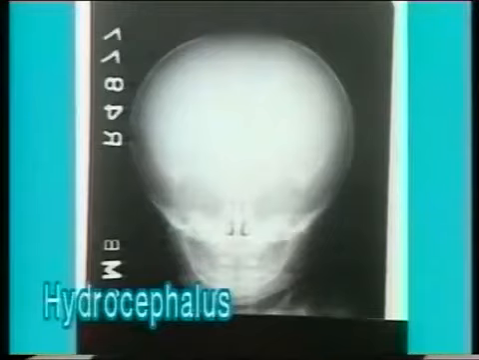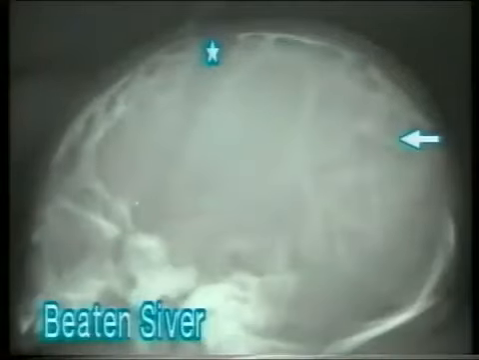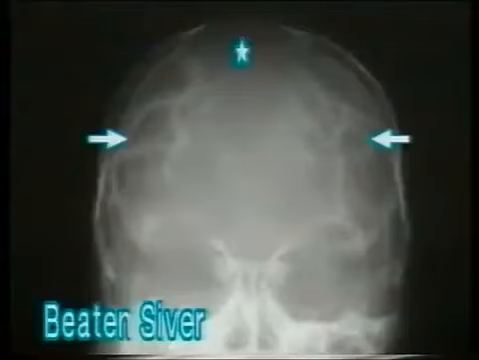But in older children, where sutures are fused, the skull cannot expand in size. Then there is a characteristic beaten silver appearance. This beaten silver appearance is suggestive of a long-standing raised intracranial tension. This is another X-ray showing a beaten silver appearance shown by the arrow and a wide suture line shown by the star. Note the thin skull with beaten silver appearance and the wide suture line.